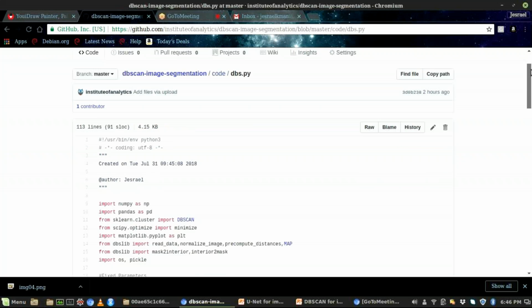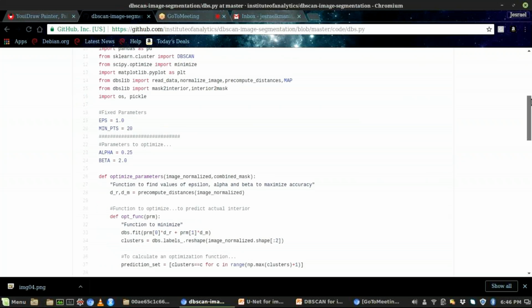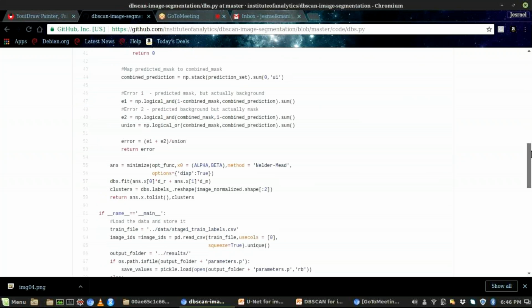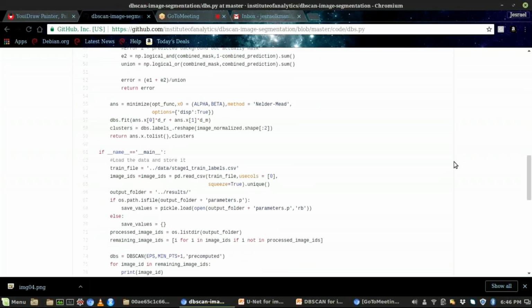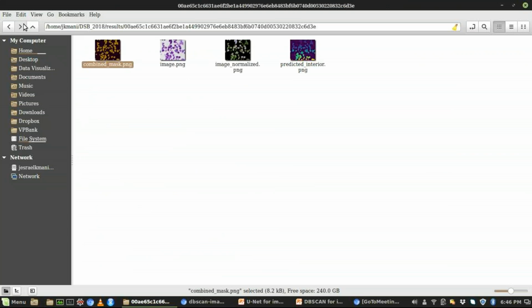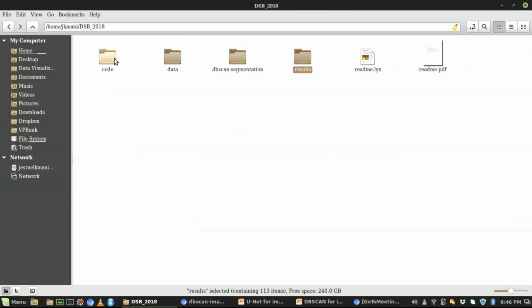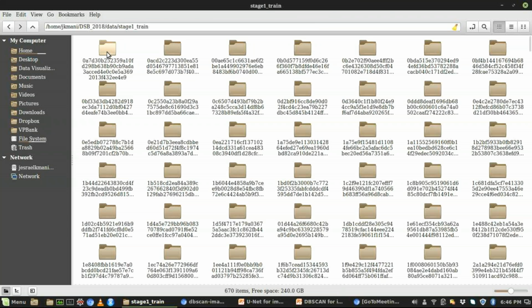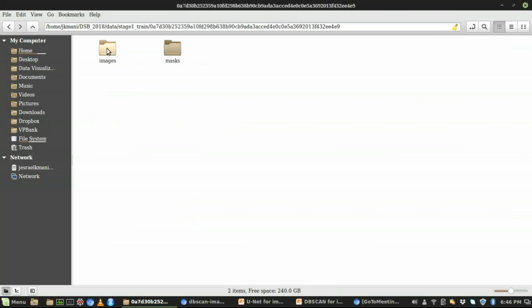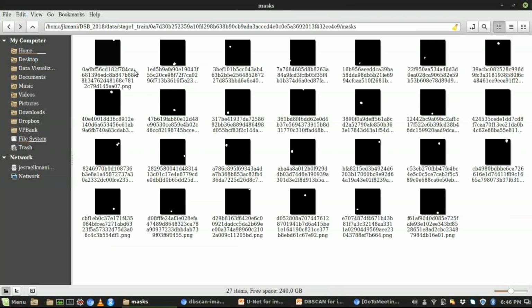So the procedure I have followed is simply this. You load the training data, which consists of the images and the training labels, which are essentially the masks. So if I go to the training data, it consists of images and masks, which are sitting like this. Every single nucleus is a separate mask.